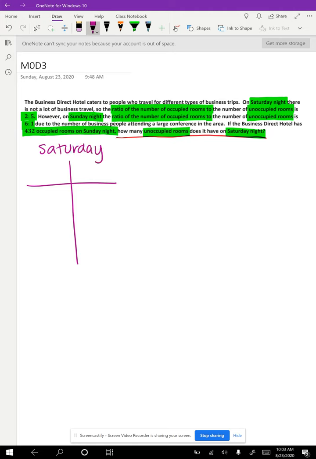Well, I see that they are talking about occupied rooms, so rooms that have guests staying in them, and then unoccupied rooms or empty rooms that guests could check in if they wanted to. All right, and the number that they said is 2 to 5. So I know that for every 2 rooms that are occupied, there are 5 rooms that are unoccupied. Okay, so we put this in our table.